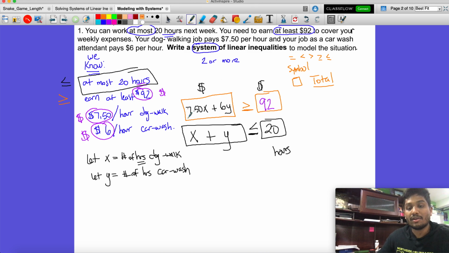So here we have our inequalities. The number of hours dog walking and car washing is less than 20, and he makes $7.50 for every hour that he dog walks, $6 for every hour he car washes. When you add them all up, it has to be more than $92 or exactly $92. And this is how you would set up a system of linear inequalities. Okay, a system being two of them. So that's the first example.